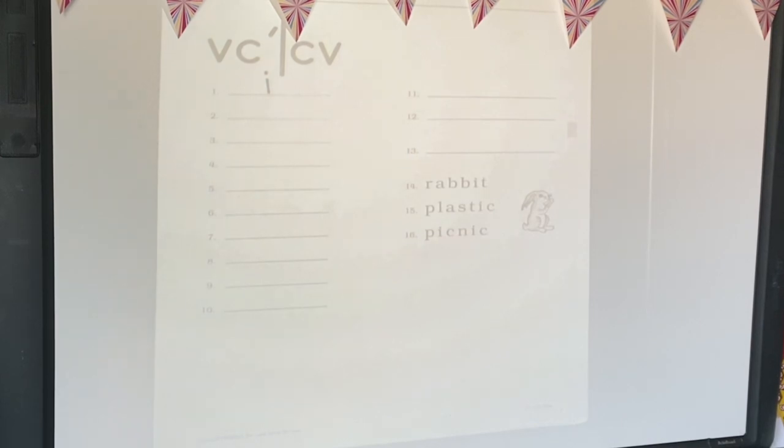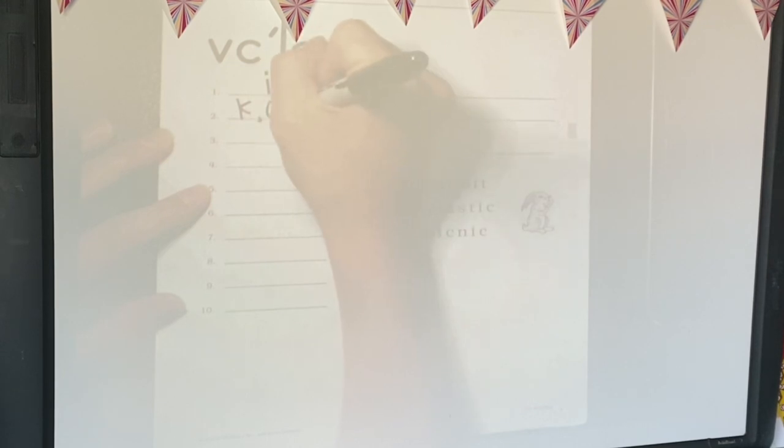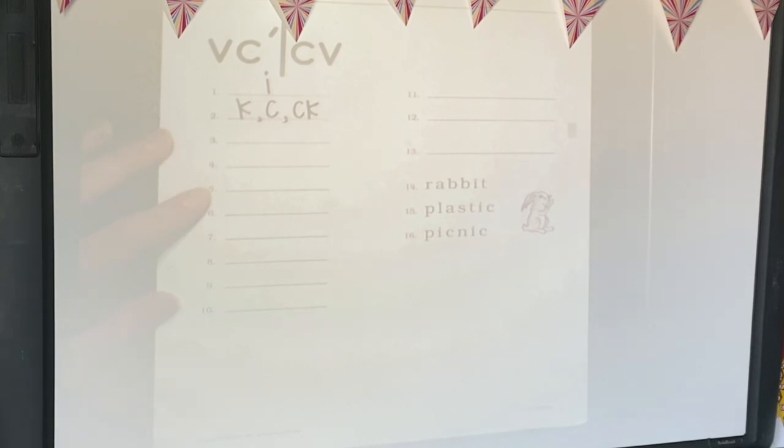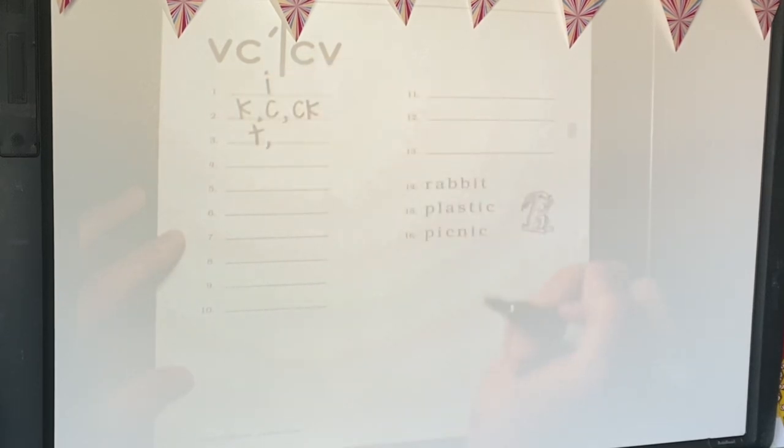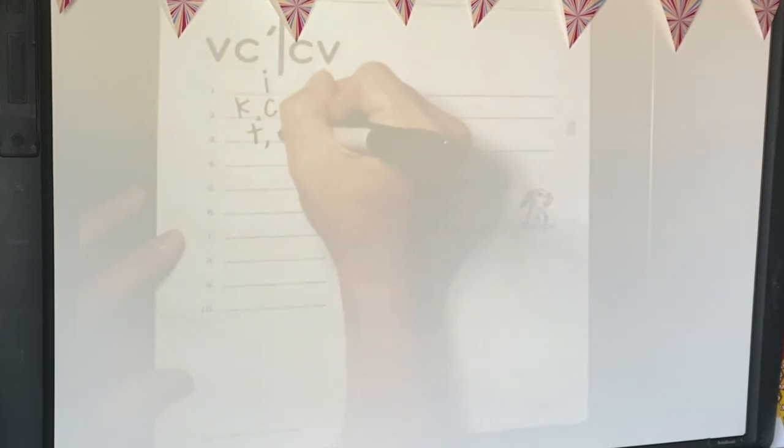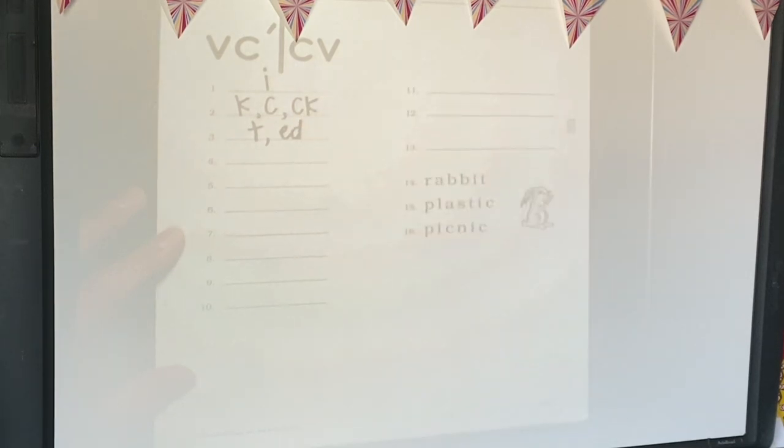So we know that K can make K, C can make K, and CK can make K. Excellent. Number three, our letter sound is T. So we all know that letter T can make T. And last week, we learned that the suffix ed can make the t sound. Wonderful! Number four, our letter sound is D.